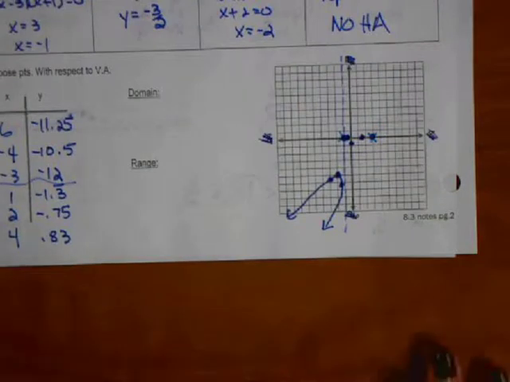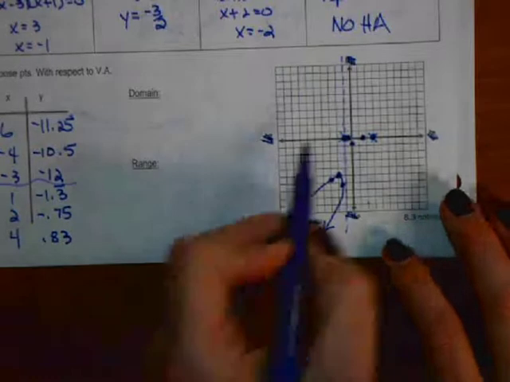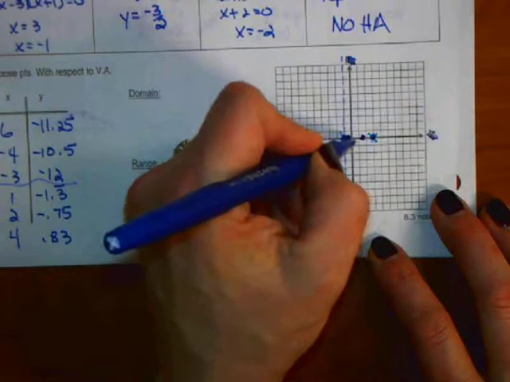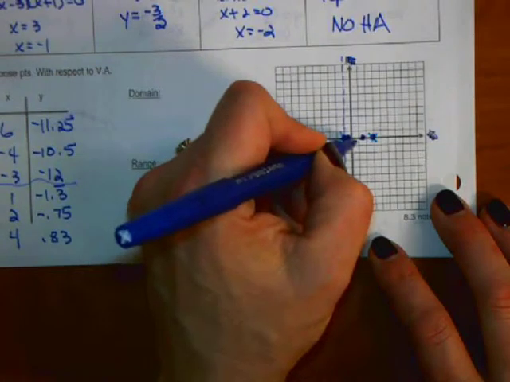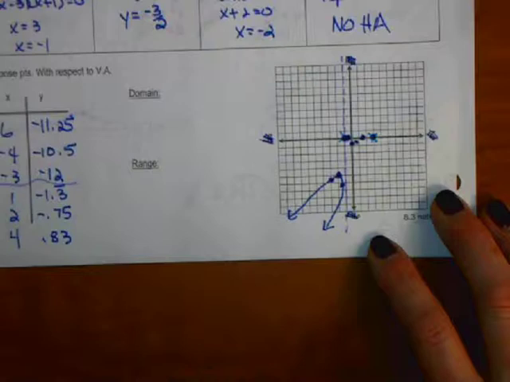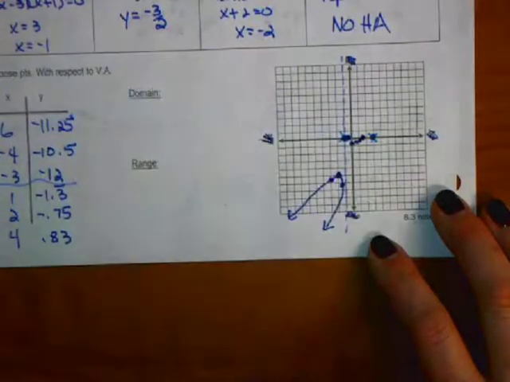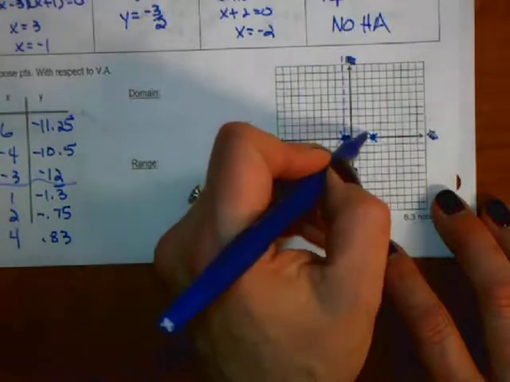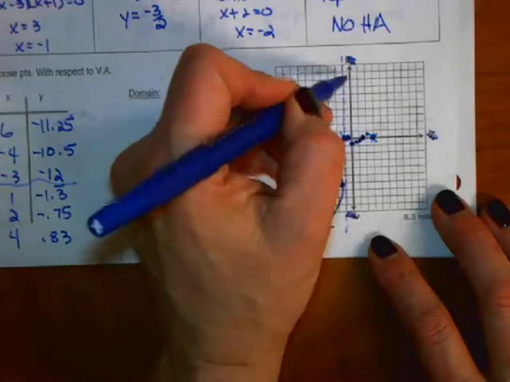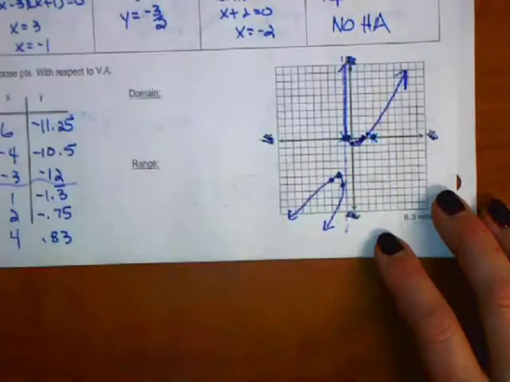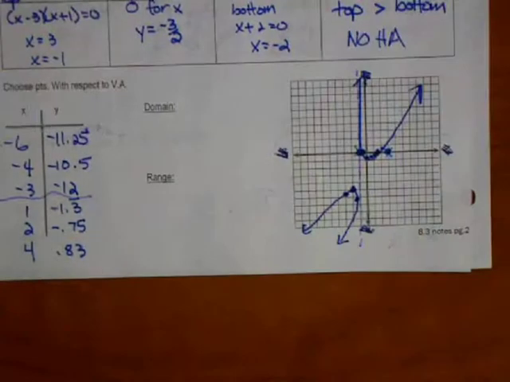So, all right, let's do the top part now. Over 1 and down negative 1.3. It's kind of like right here. And then 2, negative 0.75. Those are really close together. And then 4.83. Looks kind of like this. Holy cow, Lisa. Something like that. I told you, they're funky.